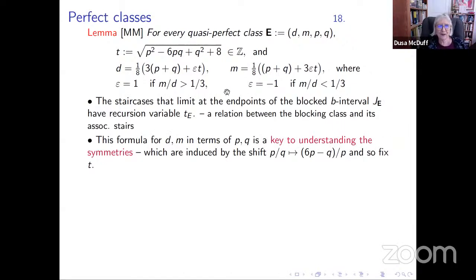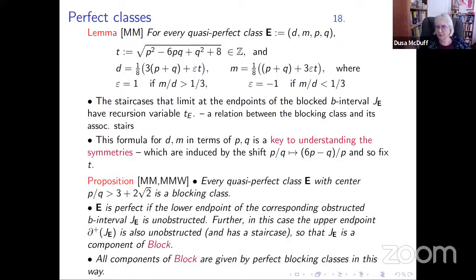And as I said, this formula here is a key to understanding the symmetries. So they're induced by the shift: P over Q goes to 6P minus Q over P, that fixes T. And then there's another reflection that I didn't mention. So what we've actually proven now is that if you start with a quasi-perfect class that has center bigger than this, it's actually a blocking class. And we've got a better condition for something being perfect.